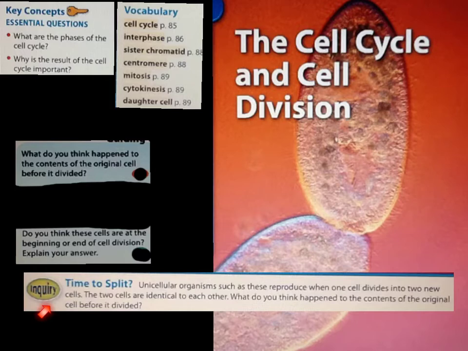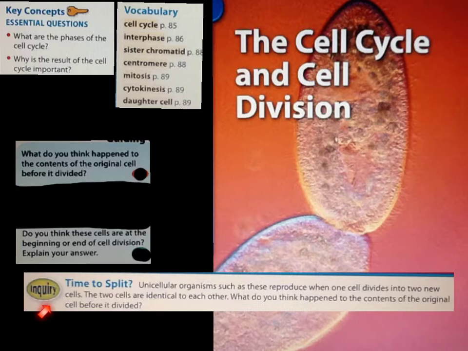Time to split. Unicellular organisms such as these reproduce when one cell divides into two new cells. The two cells are identical to each other. What do you think happens to the contents of the original cell before it divides? By the end of the lesson, you'll probably know that information. But think about it. What do you think? What do you think happens to the contents of the original cell before it divides?